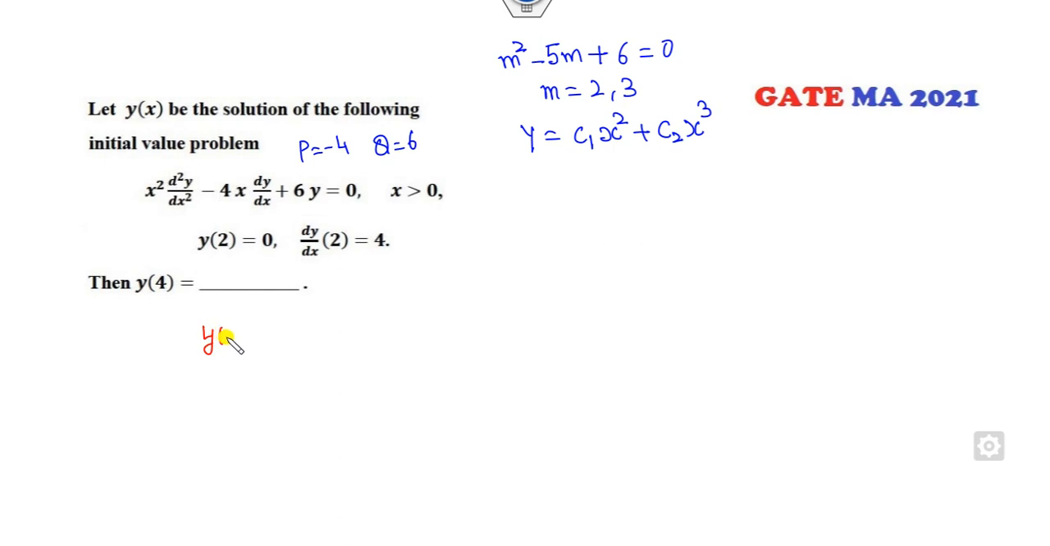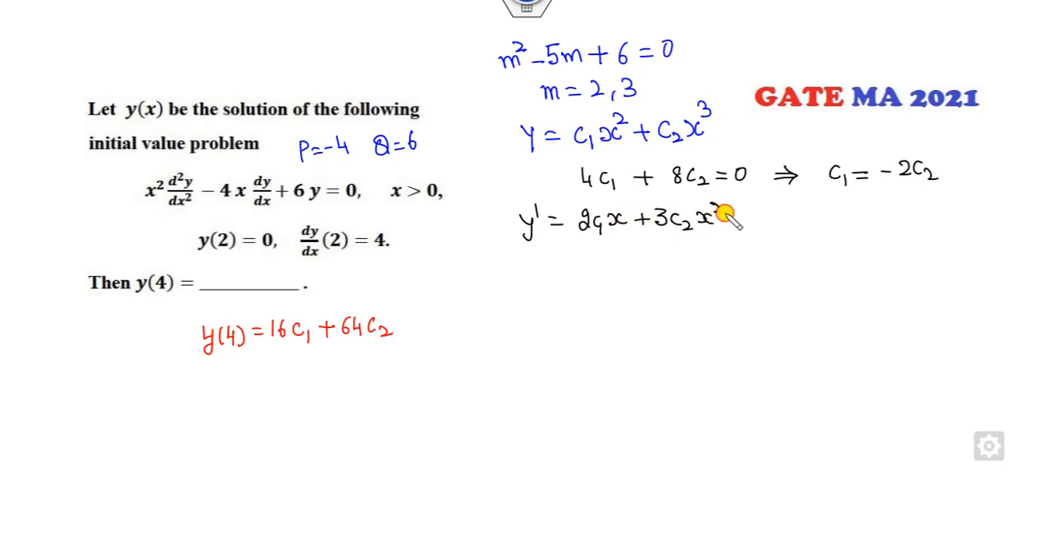So what is y of 4? It is 16c1 plus 64c2. Now you can find it. What is y of 2? It is 4c1 plus 8c2, which is 0. That means c1 is minus, and the derivative of this: 2c1x plus 3c2x squared. So the derivative at the point 2 is 4c1 plus 12c2, which is 4. I can divide by 4, it is 1. c1 will be minus, so c2 will be 1.